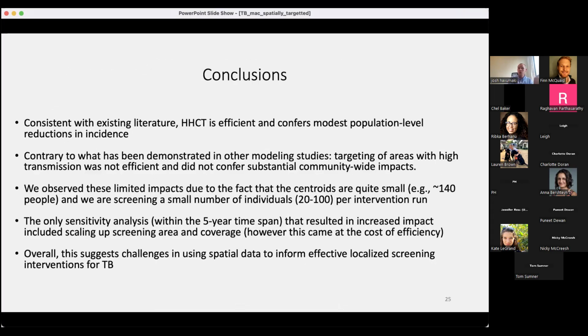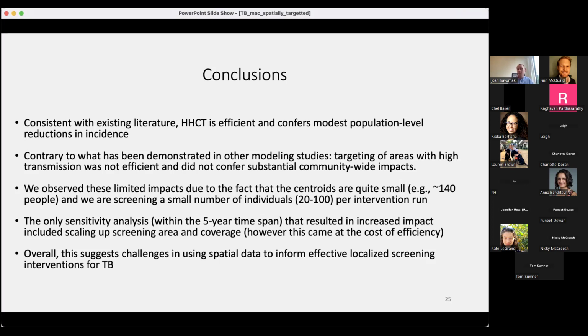So in terms of conclusions, we found that household contact tracing is efficient and confers modest population level reductions in incidence. But on the other hand, contrary to what's been demonstrated in other modeling studies, targeting areas with high transmission was not efficient, and didn't really confer much additional impact. Ultimately, we think we observe these limited impacts because centroids are quite small, on average 140 people, and we're screening a relatively small number of individuals per intervention run.